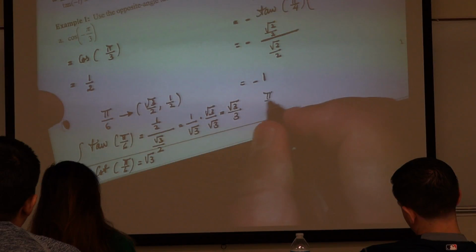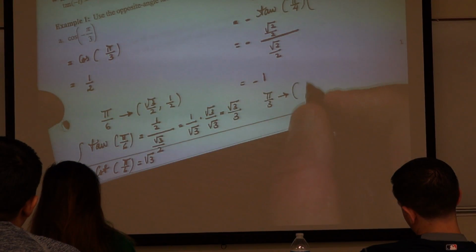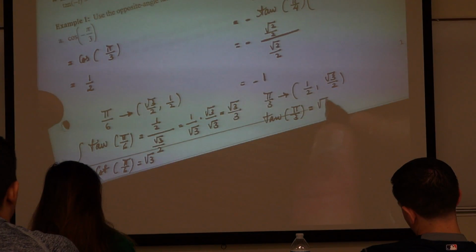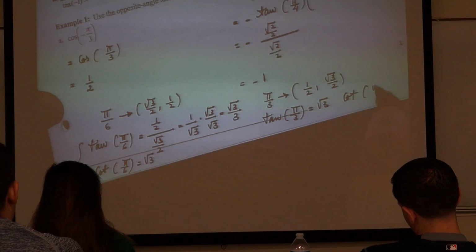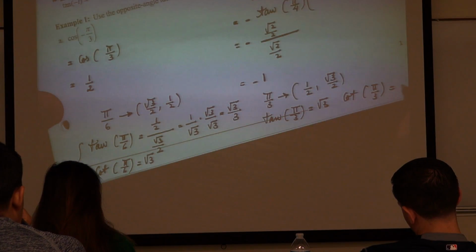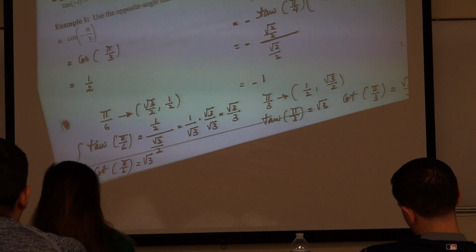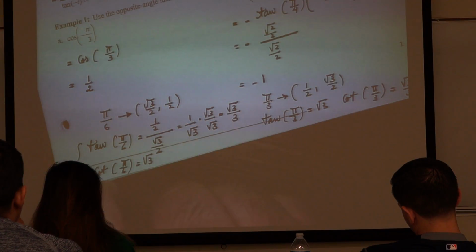If you see that for pi over 3 it's 1/2 and then square root of 3 over 2. So if you have tangent of pi over 3, in this case, the tangent of pi over 3 is going to be square root of 3. And the cotangent of pi over 3 is going to be square root of 3 over 3. You see how they kind of switch? Because pi over 3 and pi over 6 are called co-function angles, which means if you add them, you get 90 degrees. 30 and 60 is 90. That's why they switch, right?